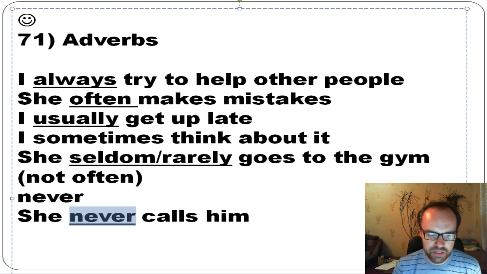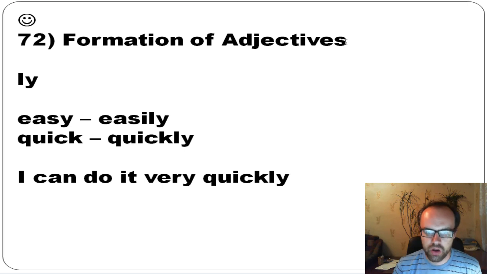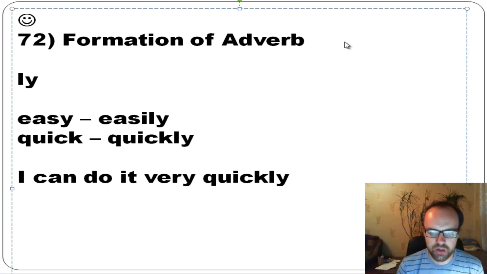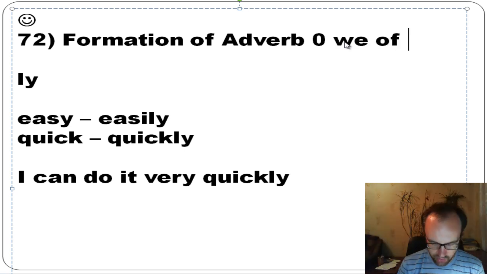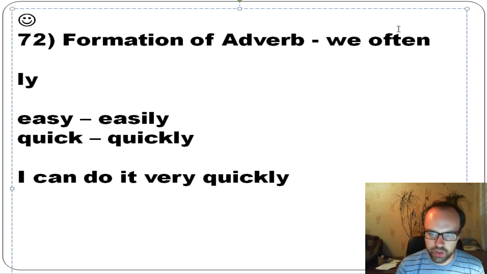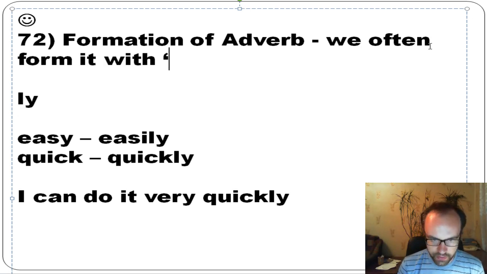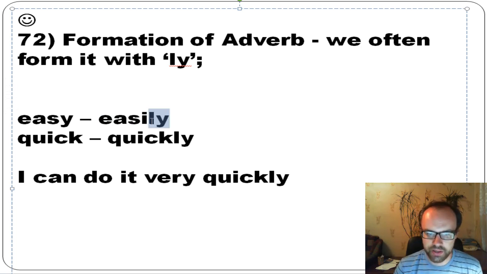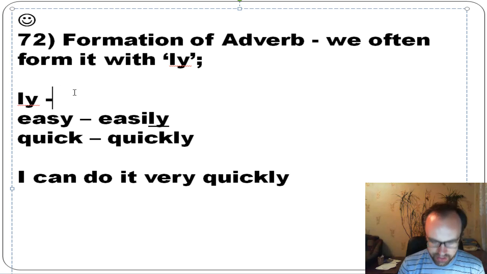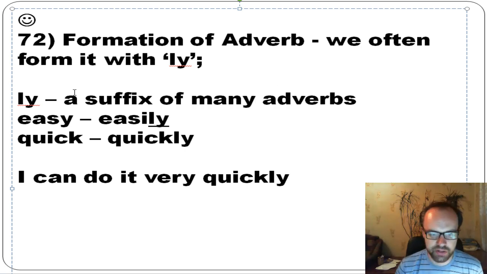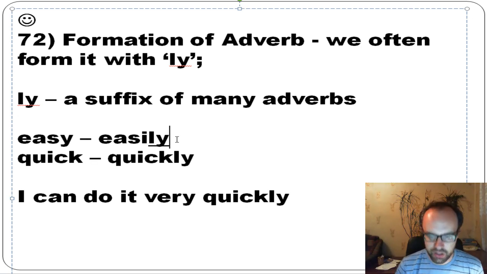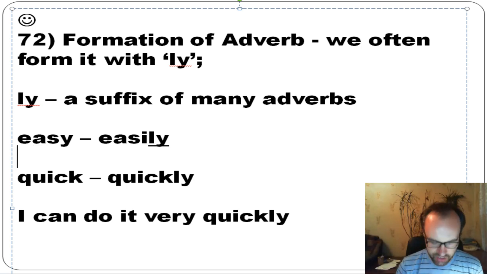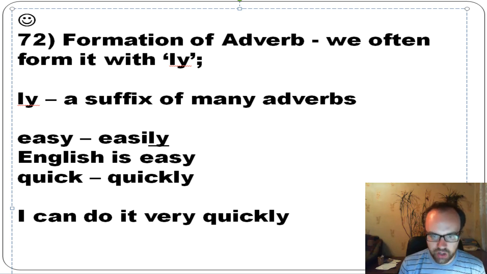Well, I'd like to talk about the formation of adverbs. So, you know that we often form it with ly. So you see, easy, easily. So ly is a suffix of many adverbs. Easy, easily. For example, English is easy. You can learn it easily.